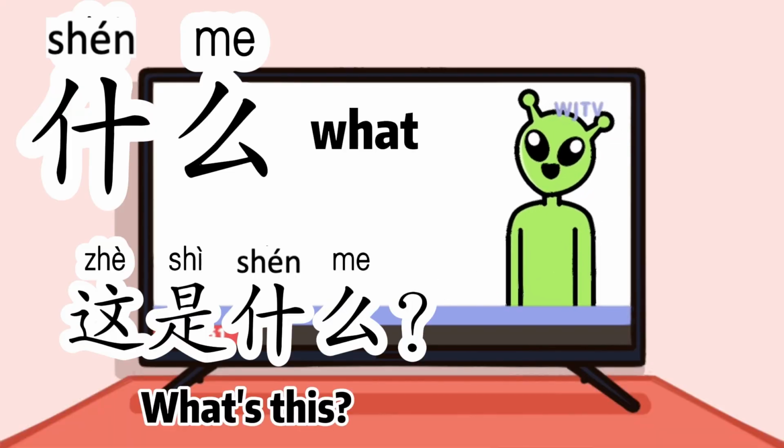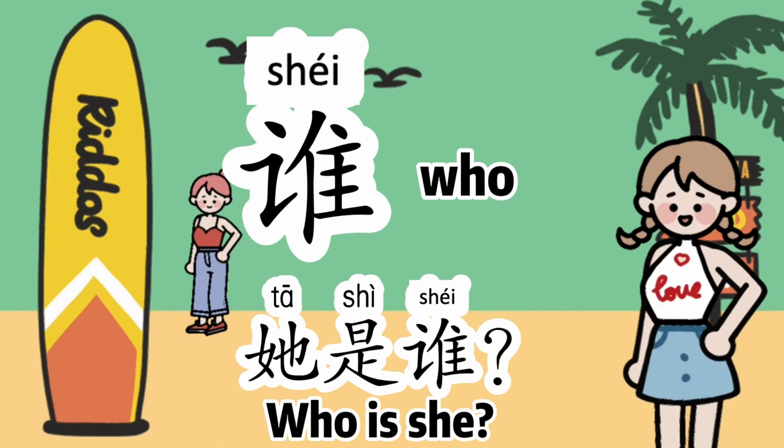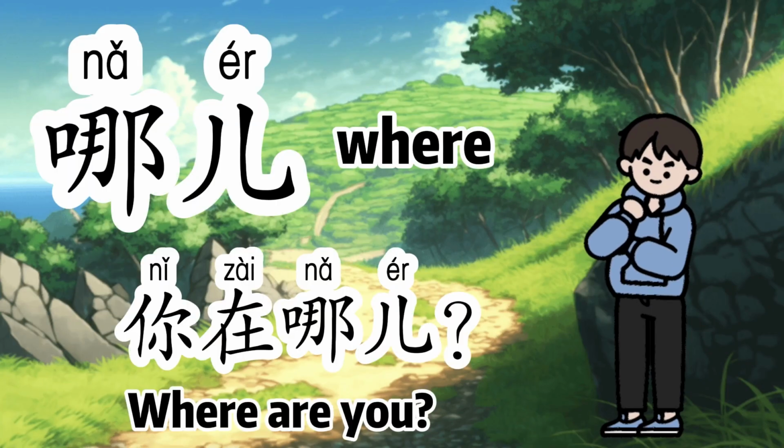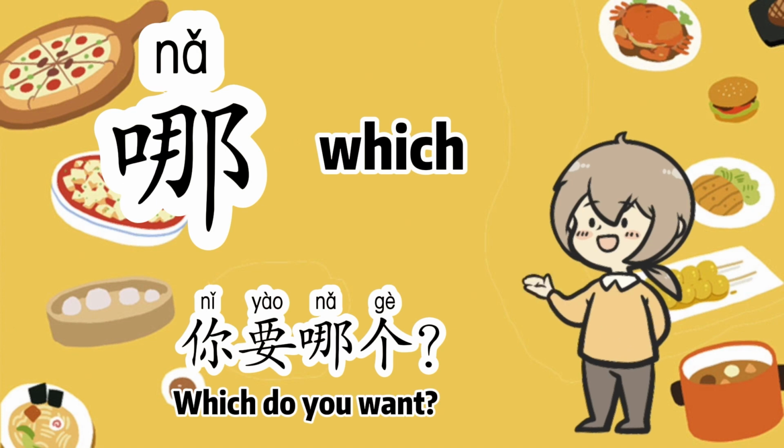What? 什么？ What's this? 这是什么？ Who? 谁？ Who is she? 她是谁？ Where? 哪儿？ Where are you? 你在哪儿？ Which? 哪？ Which do you want?